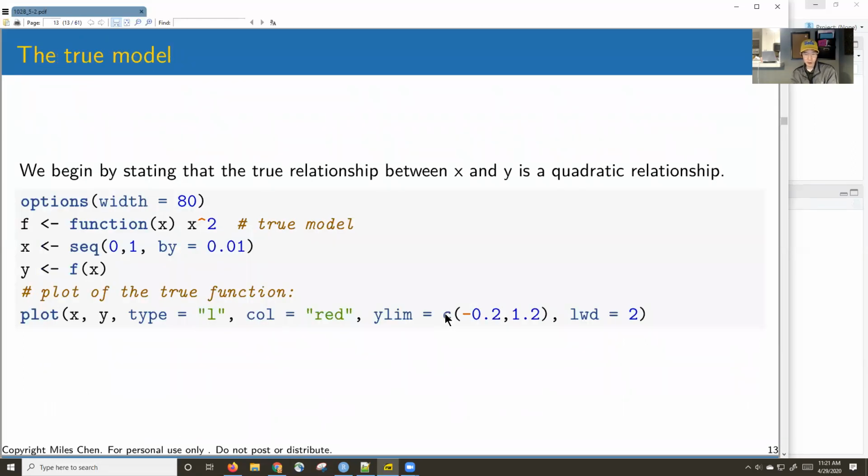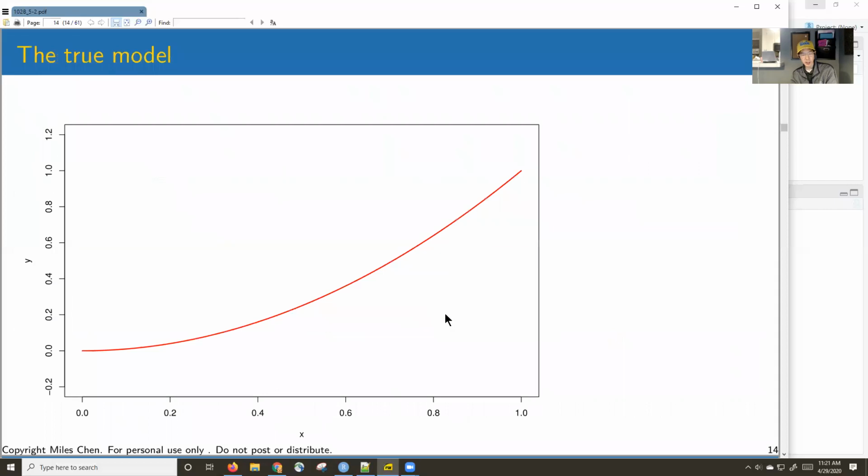So I'm going to start off by generating a true model. I'm not going to bother explaining all of the code here, but the true model is going to be this quadratic line. The quadratic line represents the true model in the population.